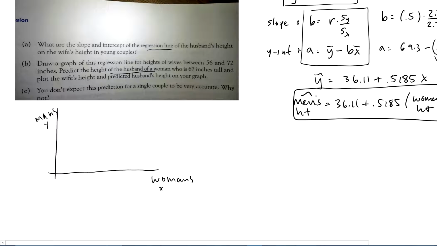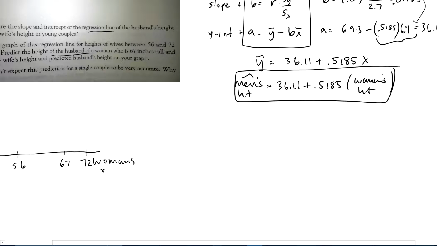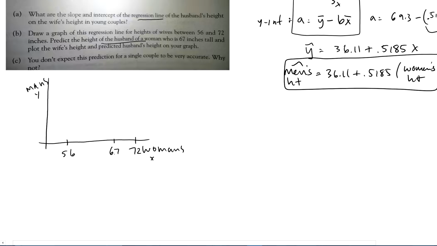And then it says for B, draw a graph of this line between 56 and 72 inches. So here's 56, 72. Predict the height of a husband whose wife is 67. So we're going to use the line to predict the height for 67, and plot the wife's height and predict the husband's height on your graph. So let's draw the graph of this. In particular, we want to do 56 and 72. So when x is 56, what's y hat? And when x is 72, what's y hat?